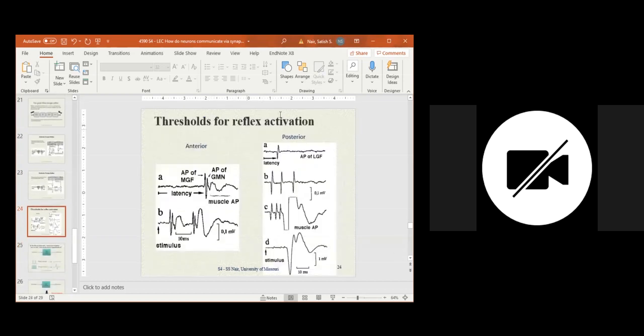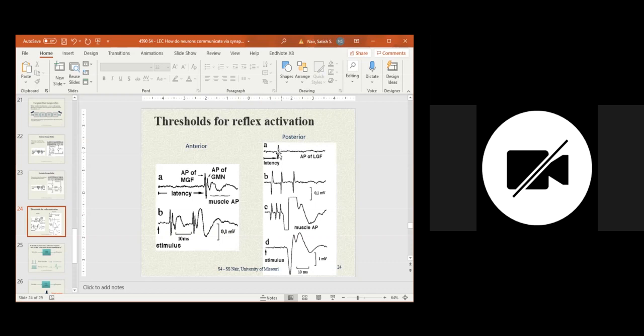Thresholds for reflex activation. For the anterior end, the threshold is very low, meaning a little bit of a poke is enough, and so we are measuring the muscle action potential. If you do an extracellular measurement, you can basically get both the sensory action potential and the muscle action potential. And that's what is being shown.